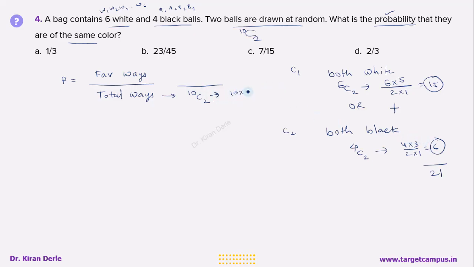So what is 10C2? 10C2 is 10 into 9 by 2 into 1, which is 5 into 9, 45, right? So the favorable number of ways is 21 and the total number of ways is 45. Simplifying this, 3 times 7 over 3 times 15, so it is 7 by 15. The probability of this event happening will be 7 by 15. Pause the video and make sure you understand it clearly.